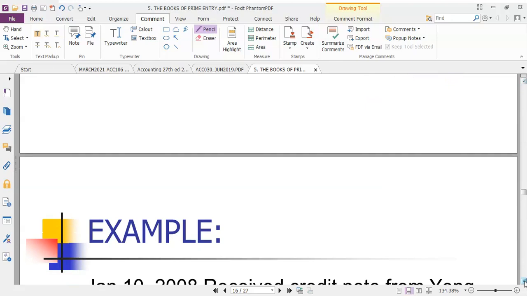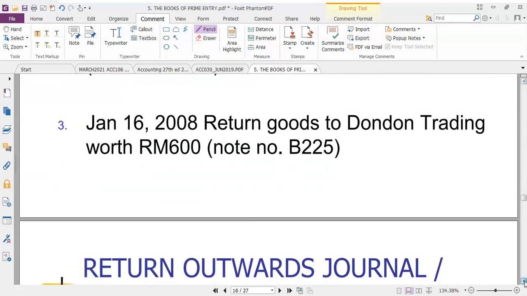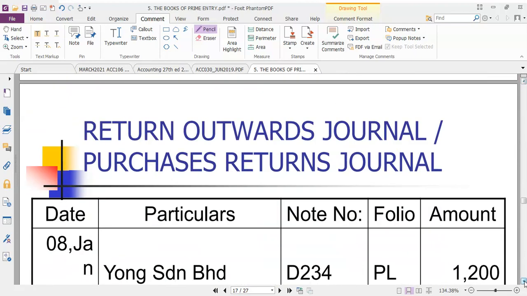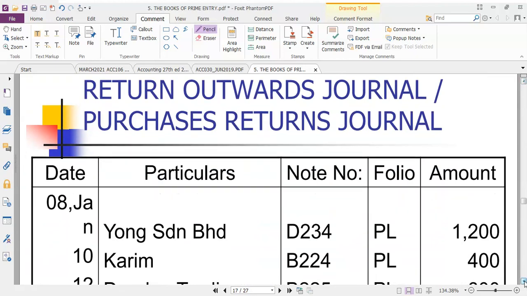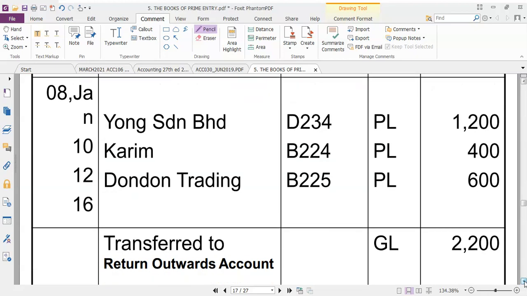Okay. Sebabnya kita dah pulangkan kan. Sama juga case dia dengan sales, apa tadi? Sales return journal. Okay. So bentuk dia sama juga. Okay, and then dia punya total tu you must be transferred to return outward account.